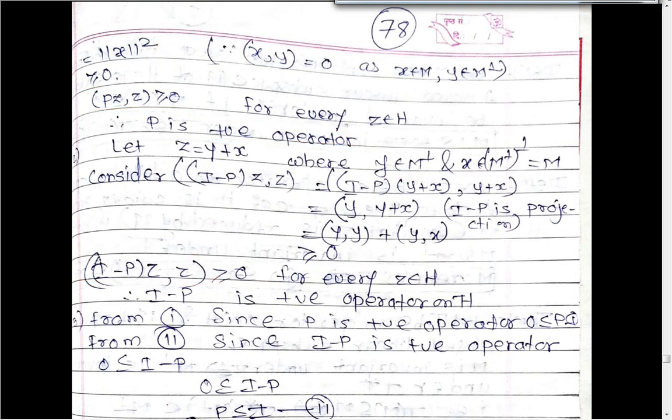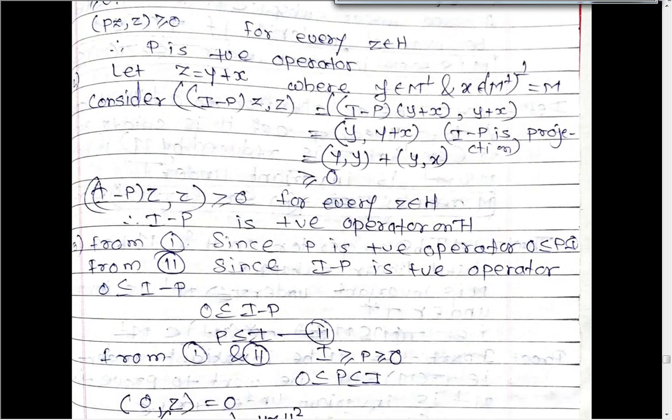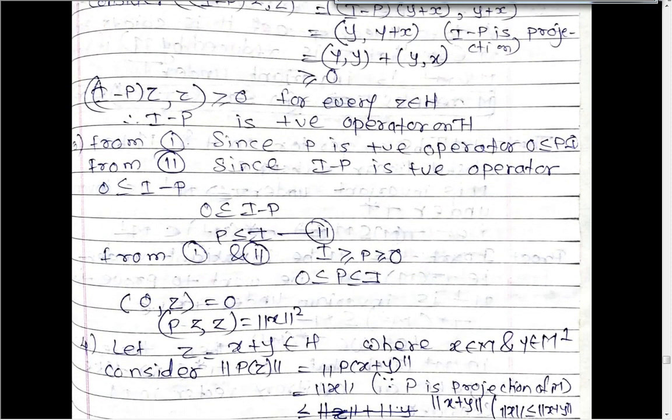Next part, since P is positive operator, we have 0 is less equal to P. Also I minus P is positive operator, again we have 0 is less equal to I minus P. So it follows that P is less equal to I. So third property was fairly simple to prove, and if we combine this, we get the required result that 0 is less equal to P is less equal to I.